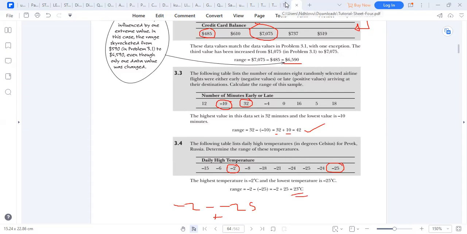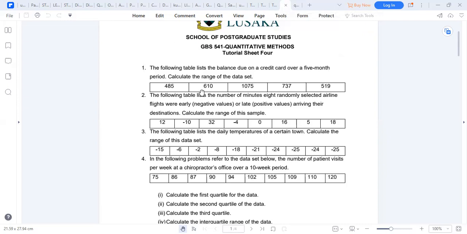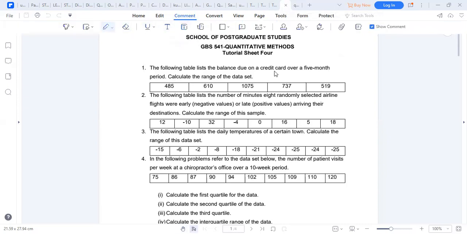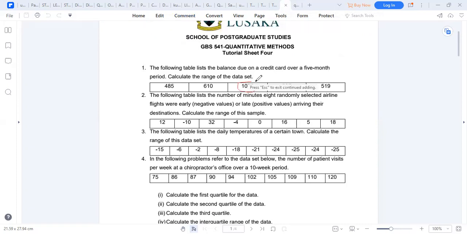Are we following? Are we together? So this is how these tutorial questions are supposed to be answered. So here, it is this value minus that value. Here, we pick the highest value, which is 32, and the lowest value, which is negative 10. Here, they are all negatives, so we have negative 2 and negative 25, okay, 23.